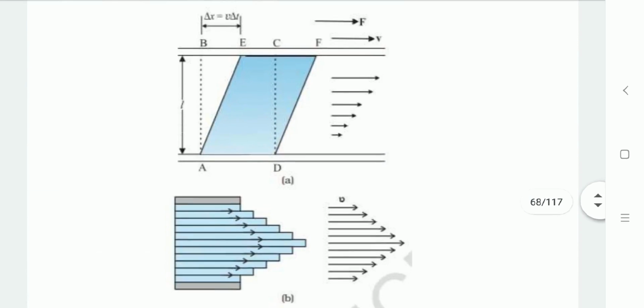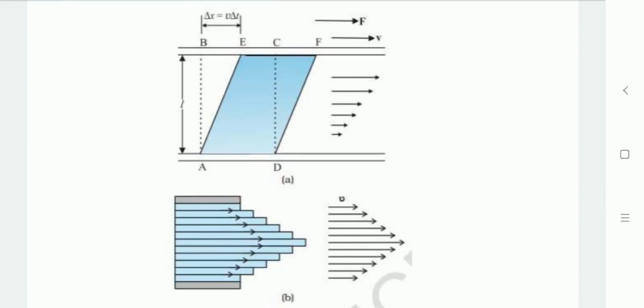Let us understand it through the diagram. As you can see in diagram A, for example, oil is enclosed between two glass plates. The bottom plate is fixed and the top plate is moving with velocity v. If the oil is replaced by honey, then greater force is required to move that plate with the same velocity, because honey is more viscous than oil.